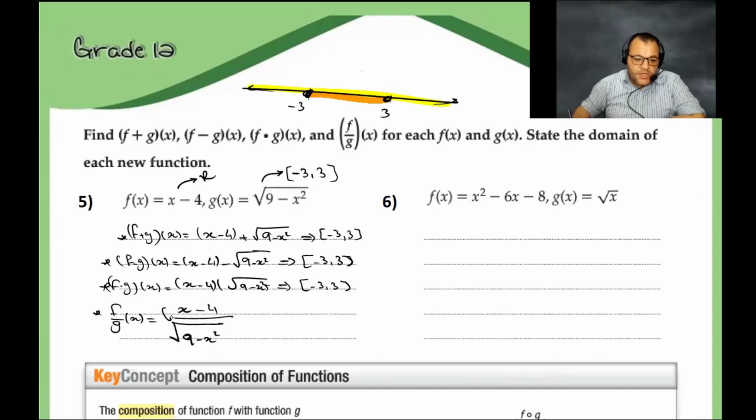Because you have a square root in the denominator, the domain requires the expression under the square root to be greater than zero only, not greater than or equal. So the only difference now is that the expression is the graph of a parabola, and these endpoints will be open. So the domain now will be -3 and 3.